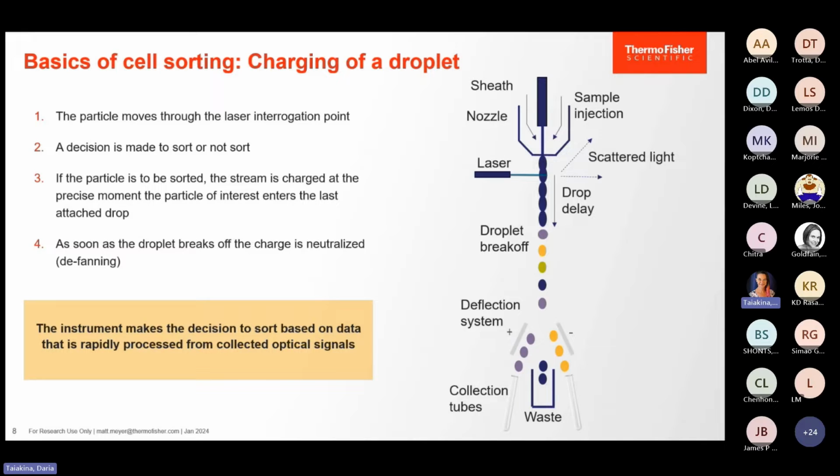And so you can reduce what's called fanning and spraying, and you can get a nice, consistent deposition of your droplet, which contains your cell of interest, into your collection tube.